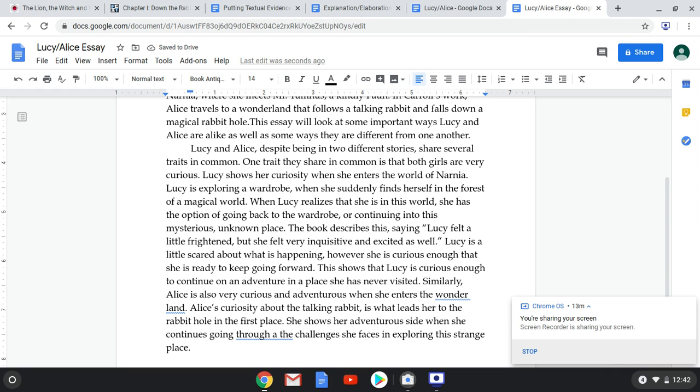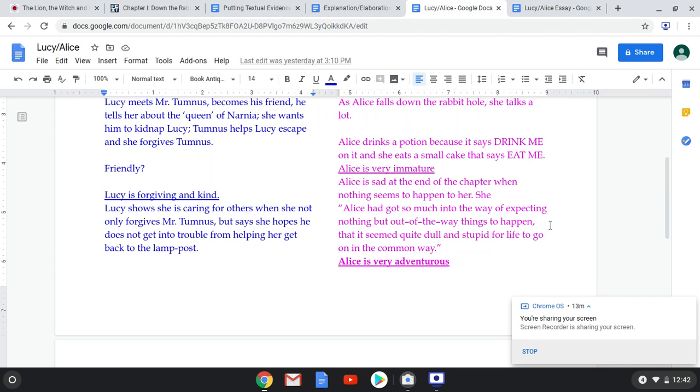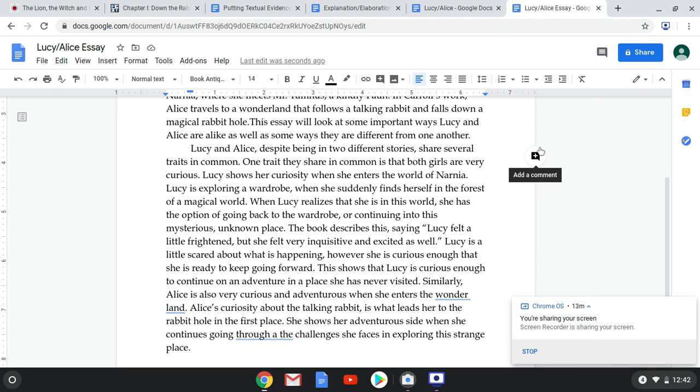Okay, so I'm going to do what I'm explaining in my own words. I have text-based evidence for Lucy. What text-based evidence did we put for Alice? We said Alice has got to, okay, so this is where Alice, this proves how adventurous she is. Okay, so we're going to put that in there. We're editing now. There we go.